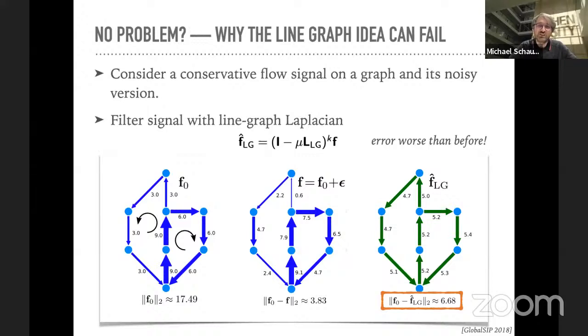And I want to emphasize here that, okay, I've used a specific functional form of the filter, but you could also use an infinite impulse response filter, or you could do other things as well. The crux is really that somehow this line graph transformation is not what we want to do here. And let me try to explain a little bit why this is the case.